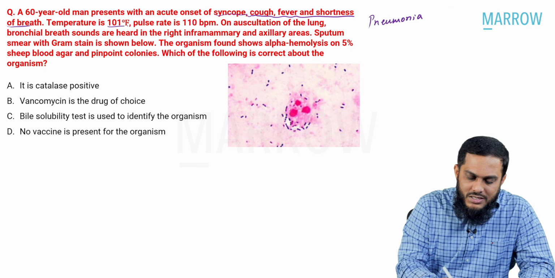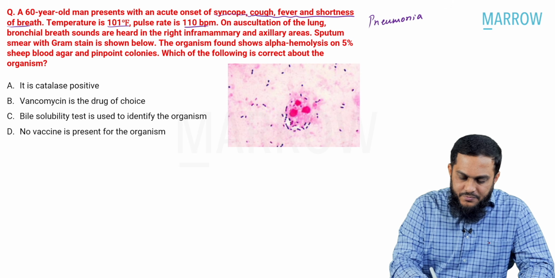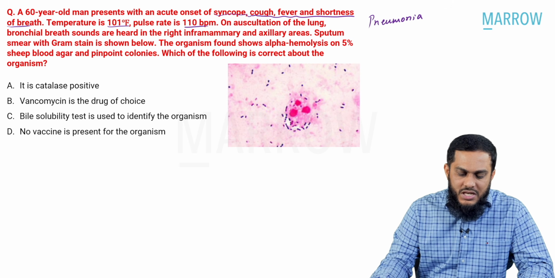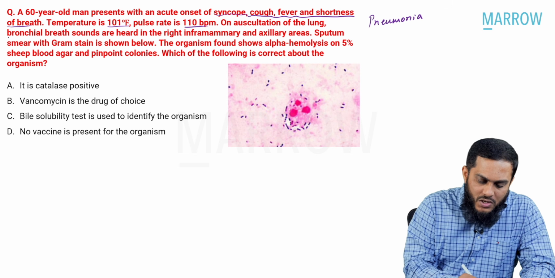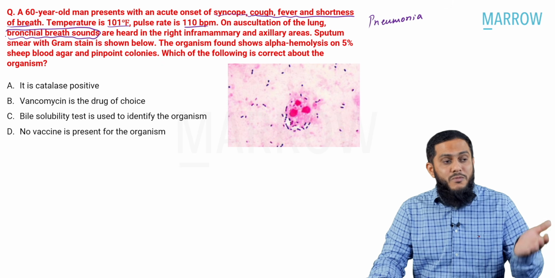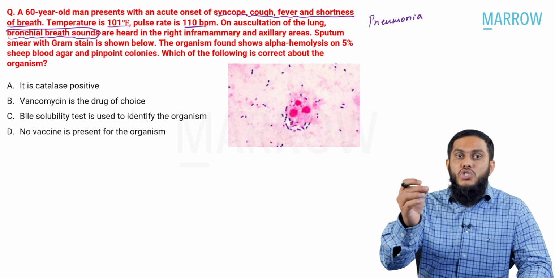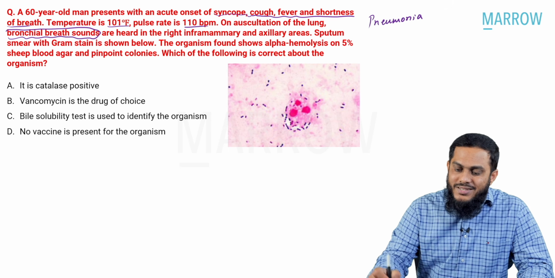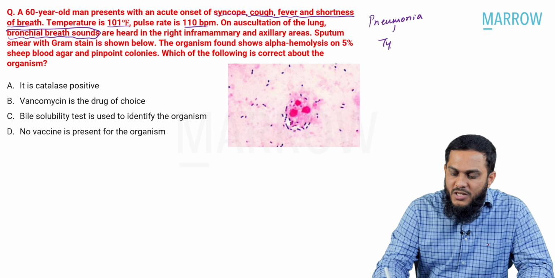Temperature 101 degrees Celsius, pulse rate 110. On auscultation, bronchial breath sounds are heard. See, bronchial breath sounds are heard means airless lung. Airless lung means alveoli filled with fluid, means consolidation. So it is telling there is consolidation, means typical pneumonia.